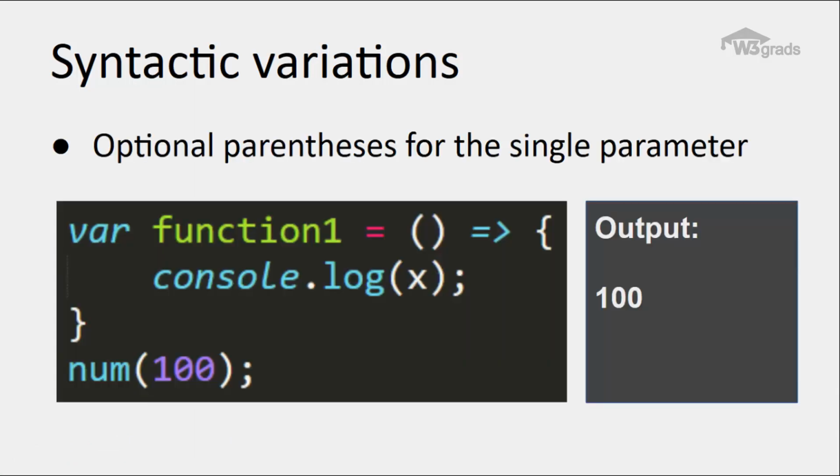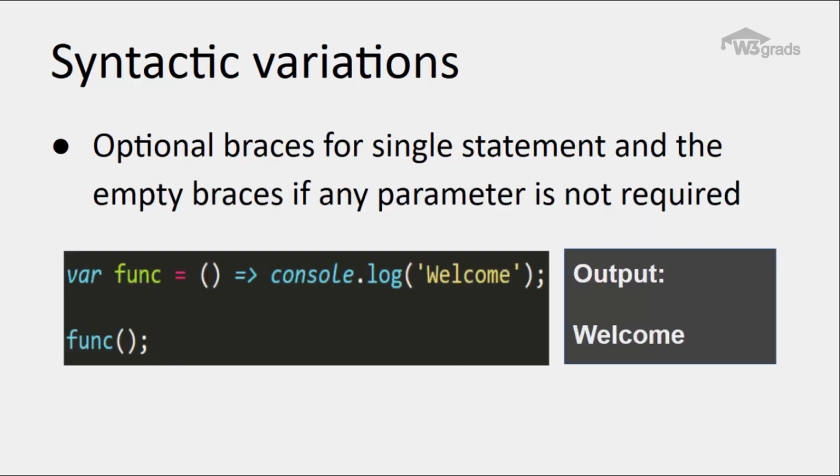However, there are some syntactic variations for arrow functions that we need to understand. Here the image shows the first syntactic variation, which contains optional parentheses for a single parameter. After that, let's look at the second variation as shown in the image. It contains optional braces for a single statement, and empty parentheses if there is no requirement of any parameter.